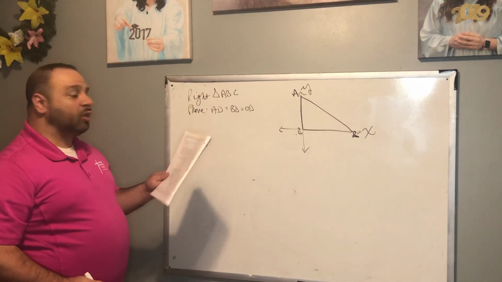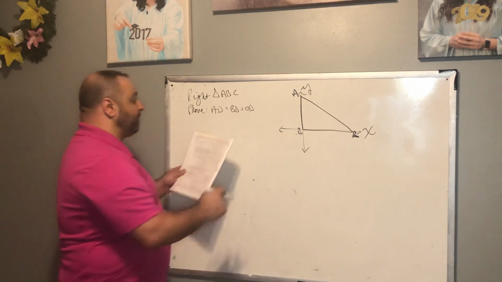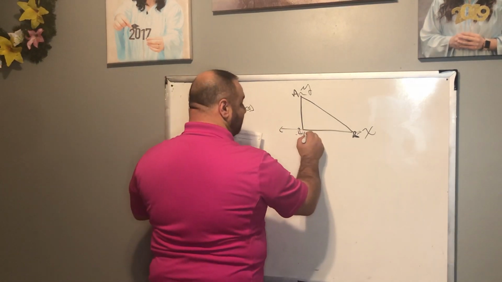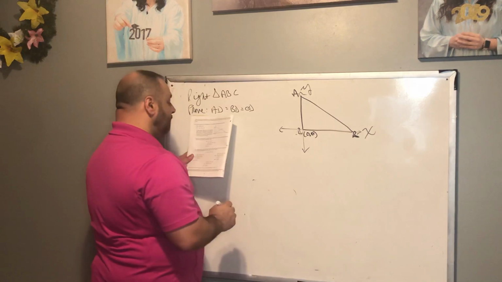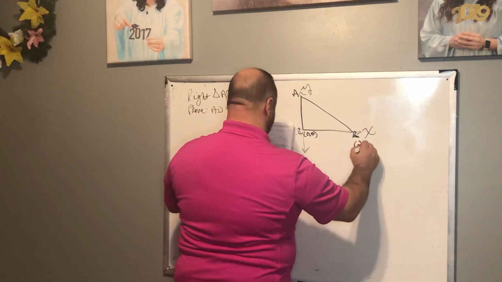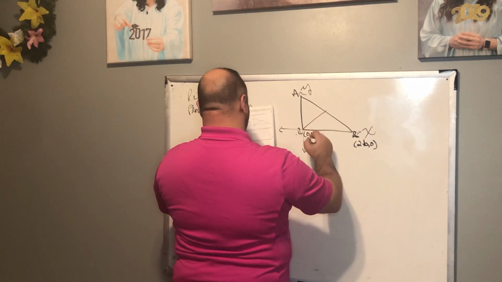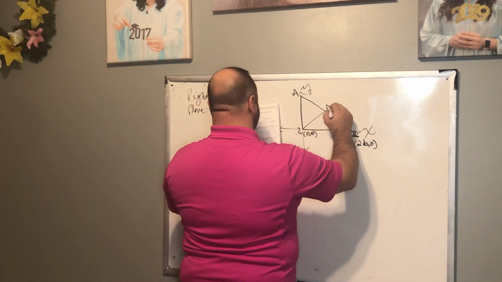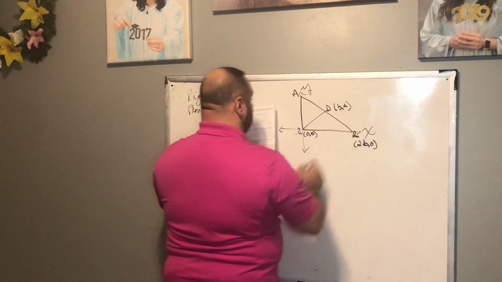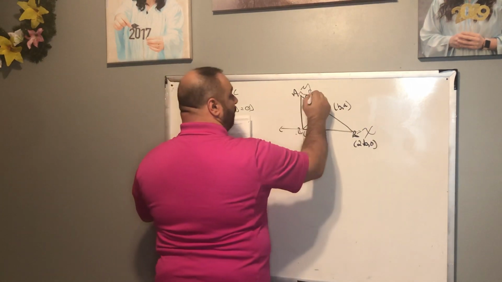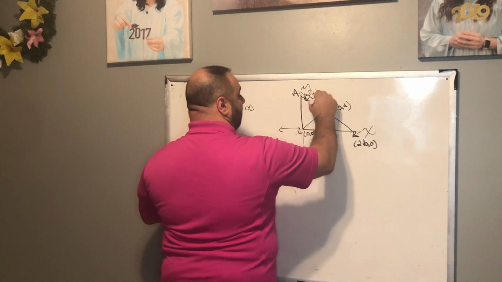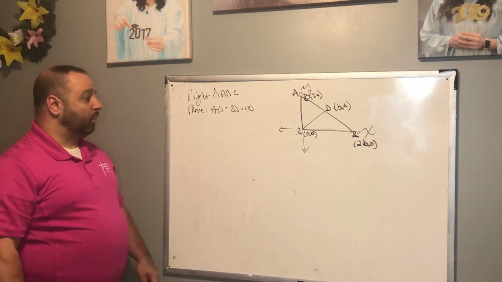And now notice our coordinates. I'm going to draw the coordinates up here. So we have obviously 0, 0. We have 2b, 0. We have a midpoint here, D, which is b, a, and then 0, 2a. There's all of our coordinates.